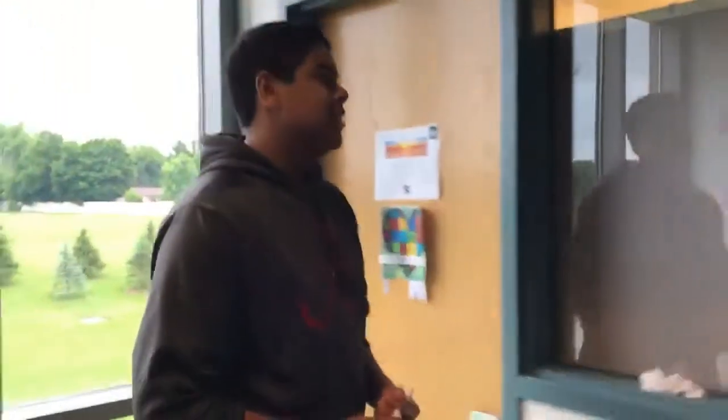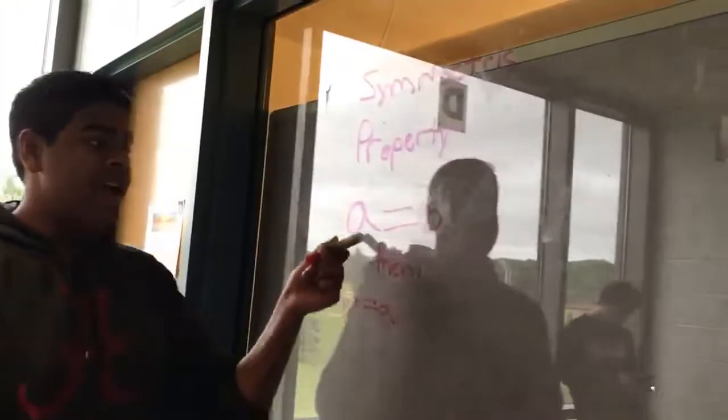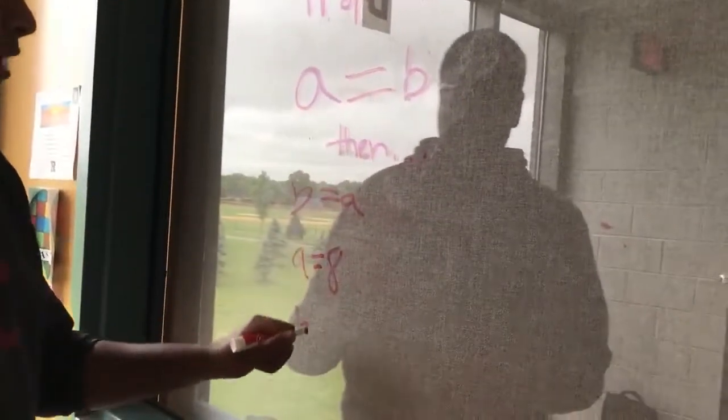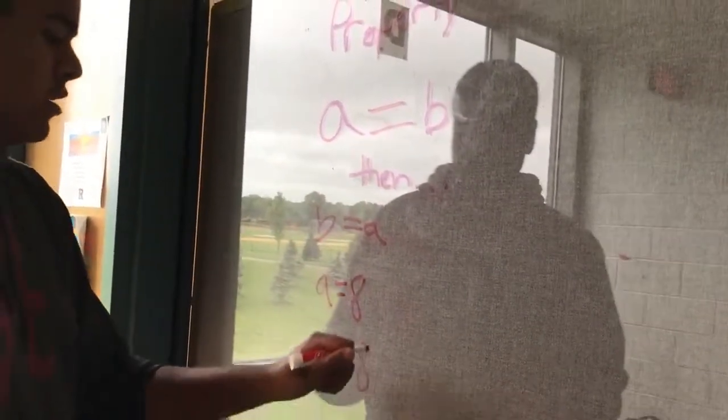The next property is the symmetric property. This property states that if A equals B, then B equals A. So if A is 8, and then B is 8, that means that 8 is equal to 8, which is true. That is the symmetric property.